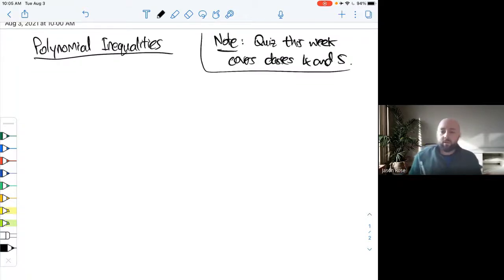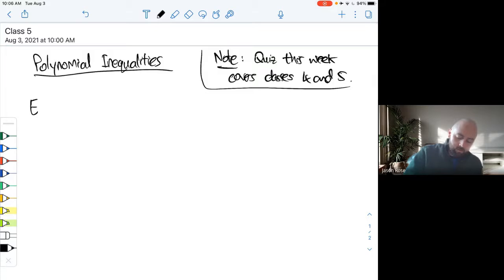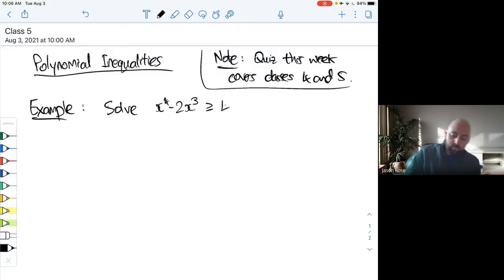One more polynomial inequality to remind you how it works. And here we go. So let's say we have to solve x to the 4 minus 2x cubed greater than or equal to 4x squared minus 3x.